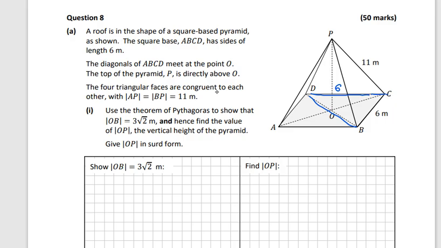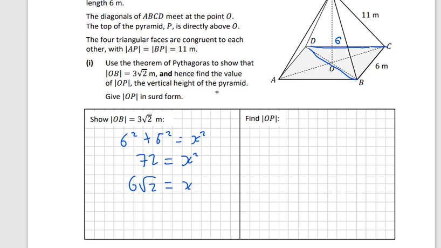So we just need to do 6 squared plus 6 squared is equal to x squared. So that's 72 is equal to x squared. So we'll get 6 root 2 is equal to x, and then you just divide by 2 because we're just looking for the length OB. 3 root 2.